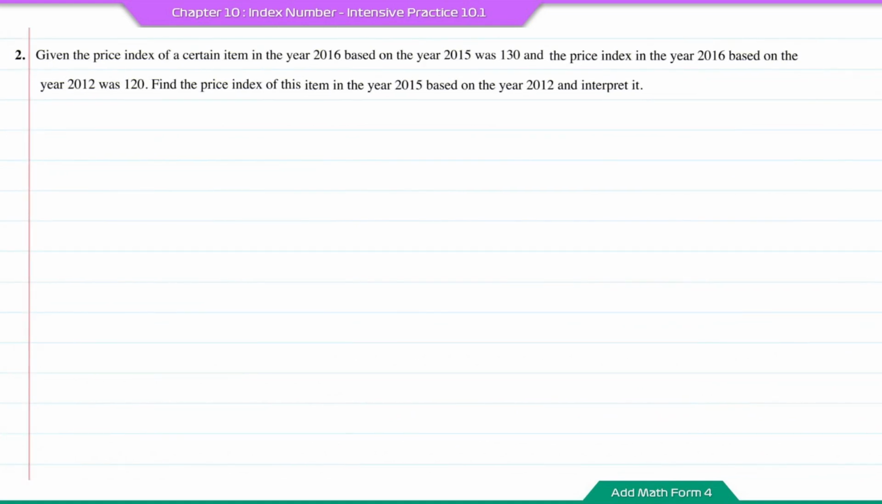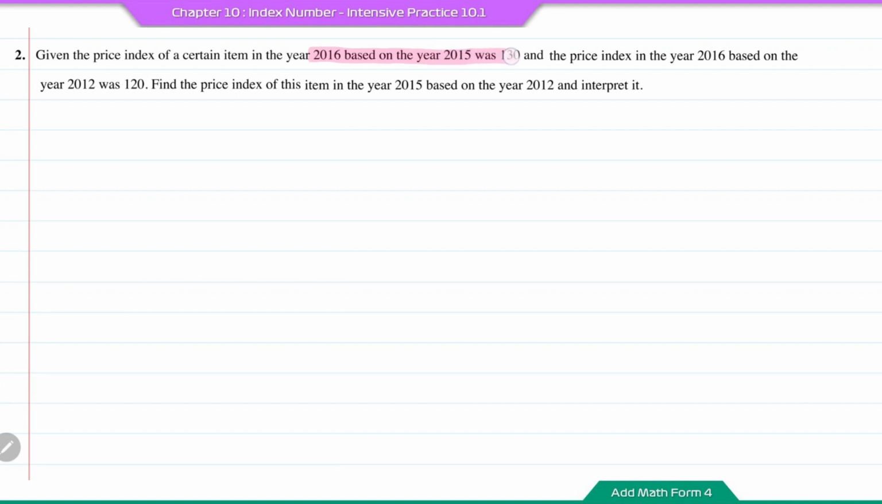Question number 2. Given the price index of a certain item in the year 2016 based on the year 2015 was 130, and the price index in the year 2016 based on the year 2012 was 120. Find the price index of this item in the year 2015 based on the year 2012 and interpret it. As this question gives two index numbers which involve three different years, we can solve this using the SMART method.